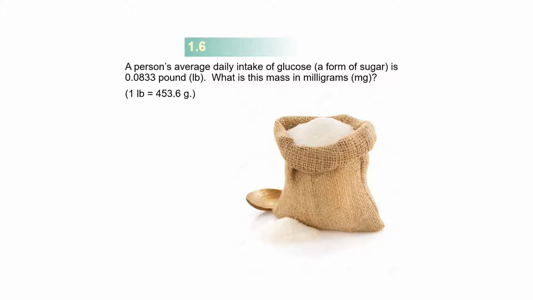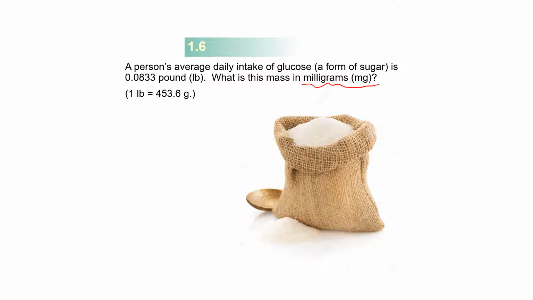Now we're going to take a typical textbook problem, perhaps not a very exciting one, but it'll give us some practice. A person's average daily intake of glucose, a form of sugar, is 0.0833 pounds. What is that mass in milligrams? Notice we're doing something similar to what we just did with the beagle. We're going from pounds to a form of grams. What do I mean by a form of grams? In this case, we're going from the pound to the milligram.